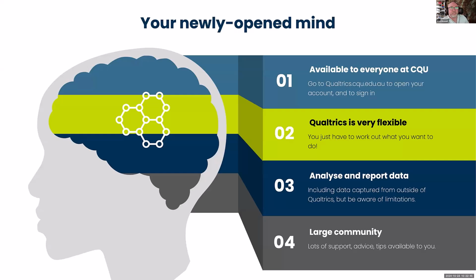All right, so I want you to take a sec to reflect on your newly opened minds around surveys, hopefully, and take these takeaways from it. Qualtrics is available to everyone at CQU, staff and students, even undergrad students. You just go to qualtrics.cqu.edu.au to open your account and sign in into the future. It's super flexible and you can do all sorts of stuff with it. You just need to know what you want to do. That's more the challenge. You can analyze and report data, including data you captured elsewhere. Just be aware that it's pretty good for a lot of stuff, but depending on what you need, it might not cover everything. And there's a huge community of support around, including the XM community and Qualtrics support.